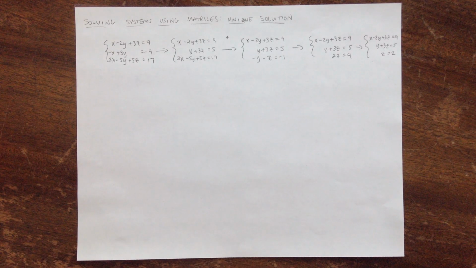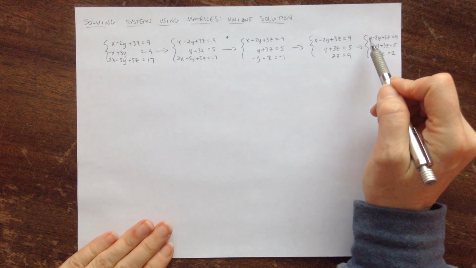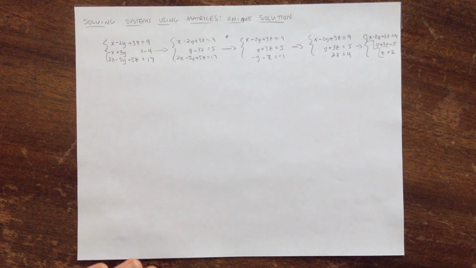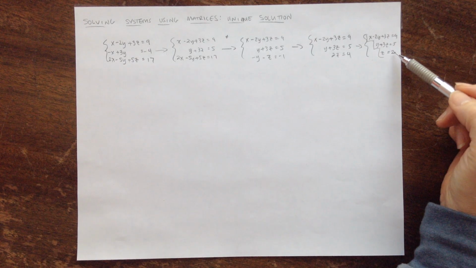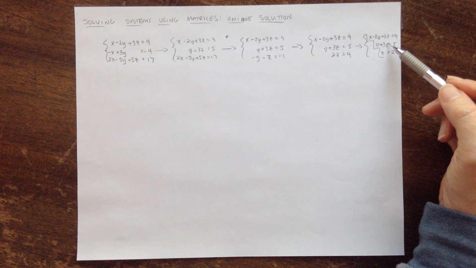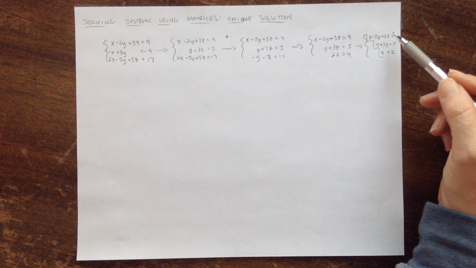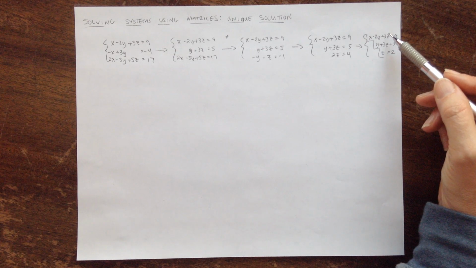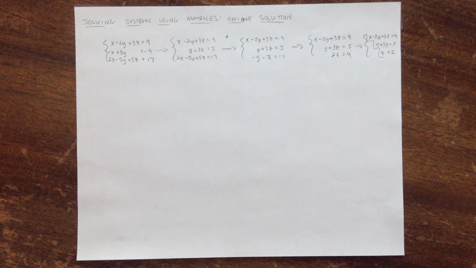And once we got it into this nice stair-step sort of construction, it was easy to solve. We know z is equal to 2, we plug z equals 2 in there, we get y equals negative 1, we plug in y equals negative 1 in here, and z equals 2 in there, and we get x equals 1, I think. And so we're done.